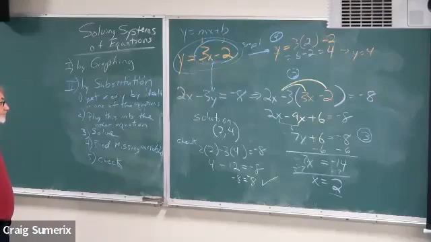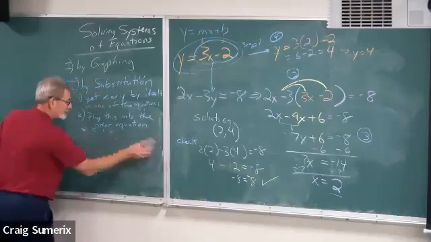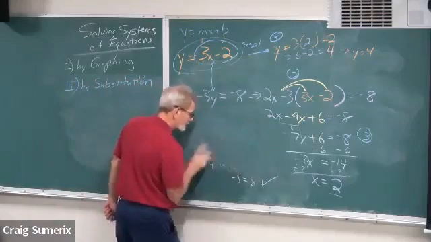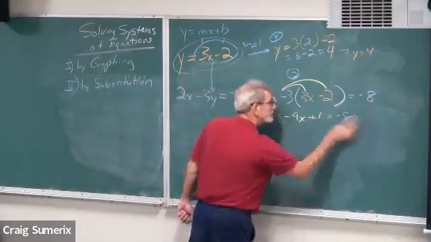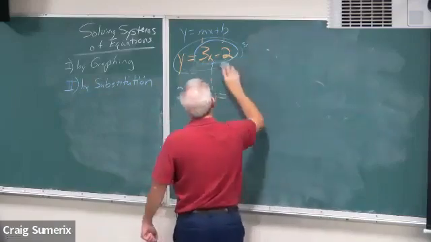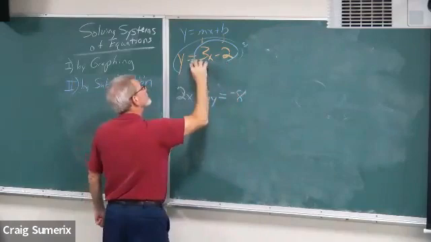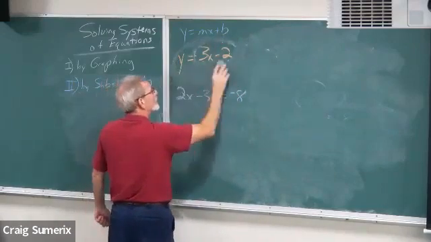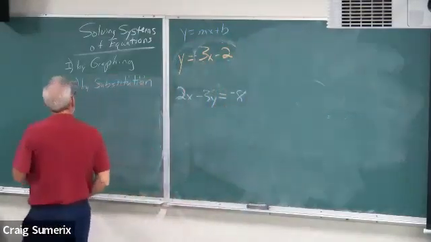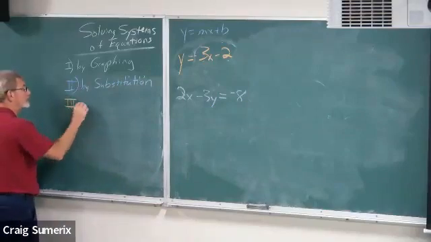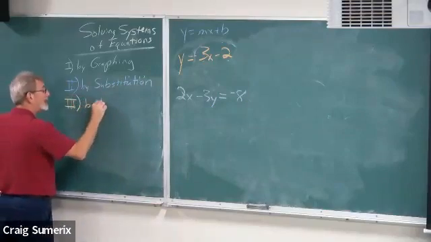Okay. That was option 2. Option 3. What are we going to do for option 3? What color are we doing? What color do you want option 3? Yellow. Yellow. By elimination.